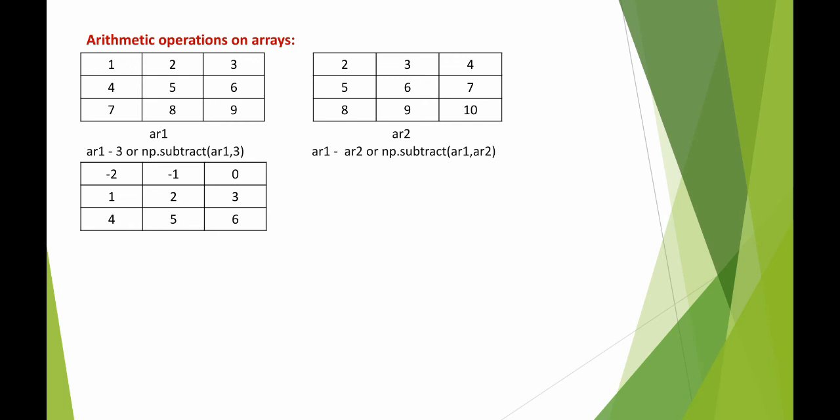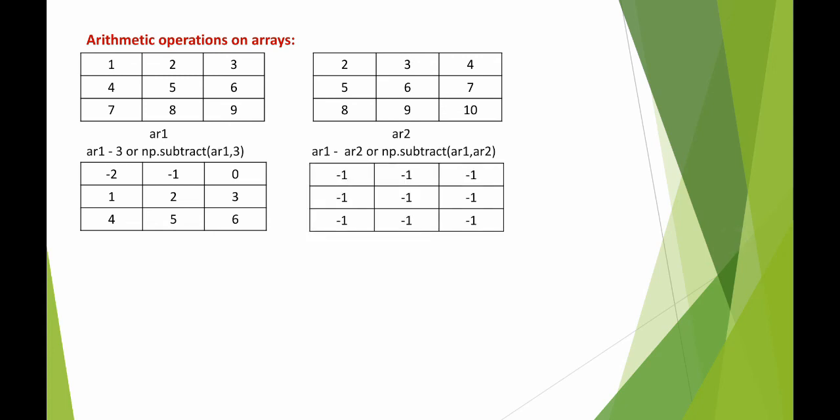Now suppose we have to subtract ar1 and ar2, so corresponding elements will be subtracted accordingly. So 1 minus 2, the result produced will be minus 1. 2 minus 3 will produce minus 1 again. 3 minus 4 will again produce minus 1. If we continue this, we will have minus 1 in all the outputs. So the output will be something like this, minus 1 for each element. I think it is clear now.